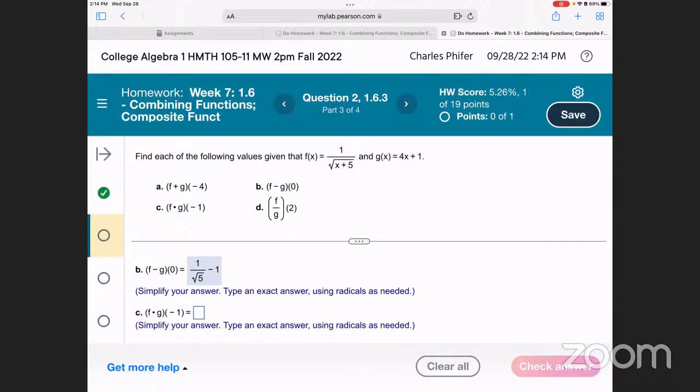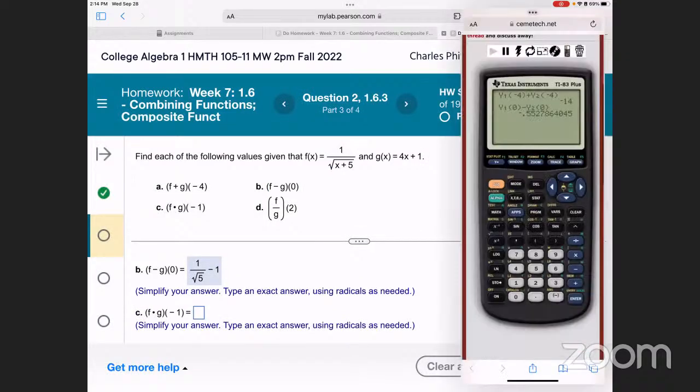Let's try the calculator to see if that works. So f times g of -1, I'm going to just use what I typed before. So that's going to be f of -1, instead of minus it's times g of -1. We got lucky. We got -1.5.